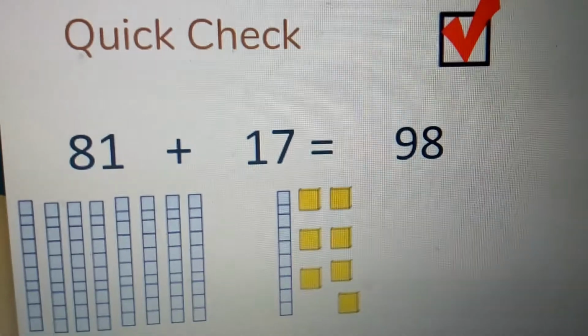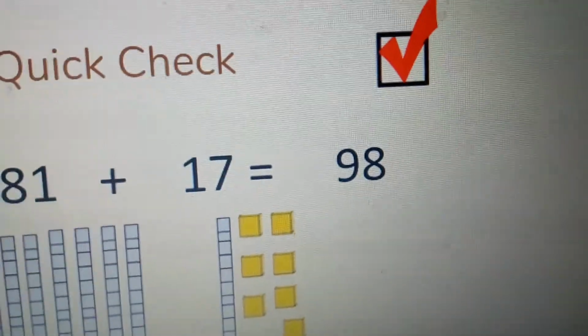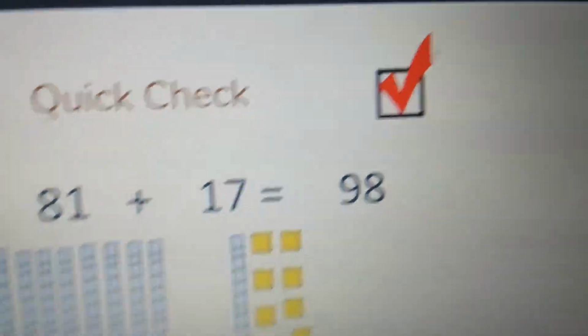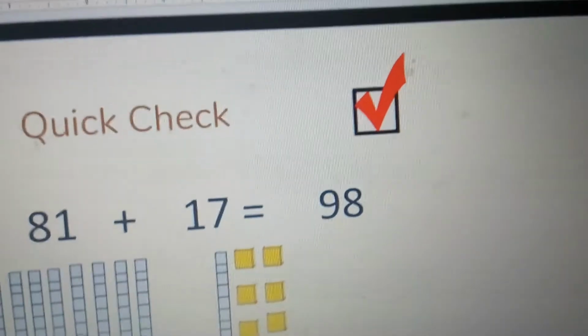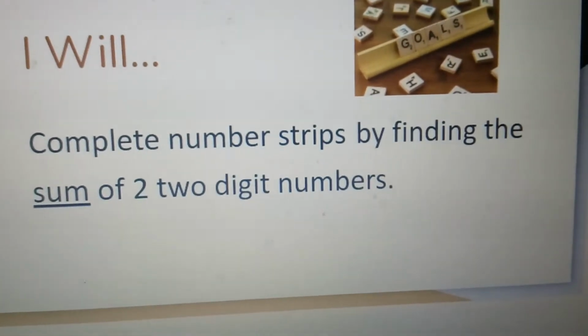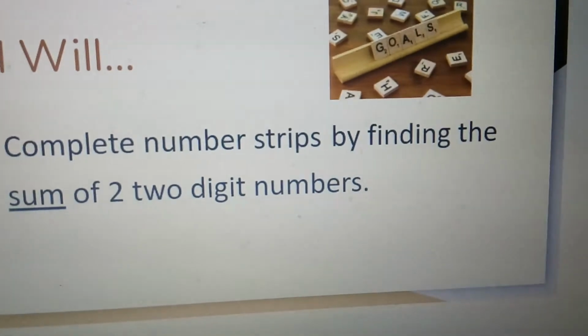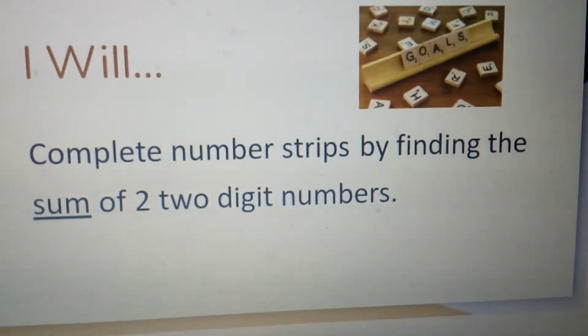Great job completing those. So today we are going to continue to combine ones and tens to solve addition number sentences, but we're going to add a little twist to today's lesson. So let's look at our objective. Repeat after me. I will complete number strips by finding the sum of two-digit numbers.